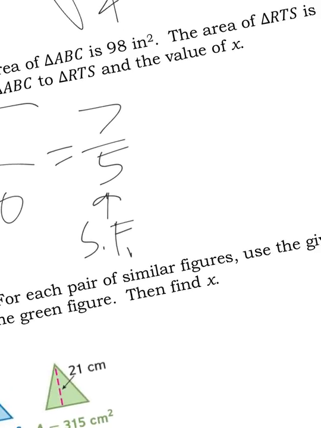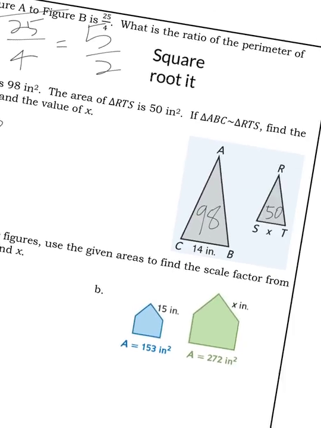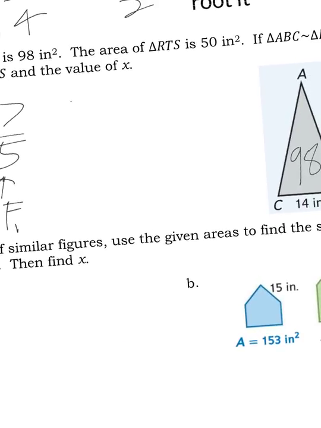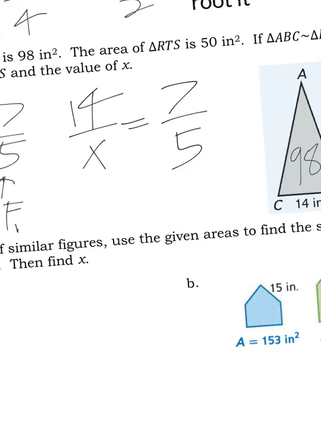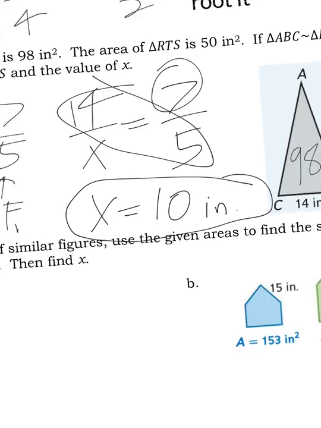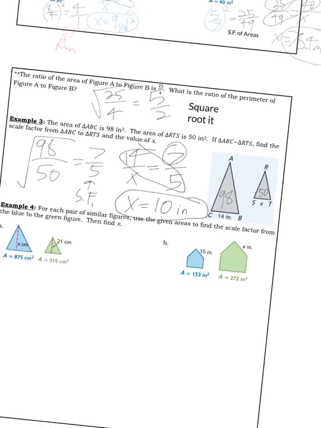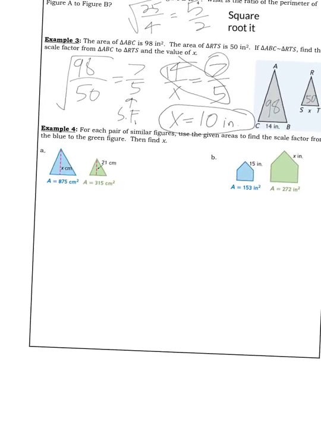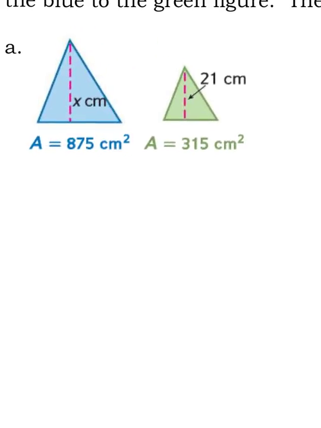So if I have 7 over 5, what side am I given? 14 right there. So I can say 14 over x equals 7 over 5, and cross multiply and divide, and you get 10. X is 10 inches. My final answer does not have a squared with it, it's just the first power. So I've got 2 more examples. I'm going to basically repeat the process.